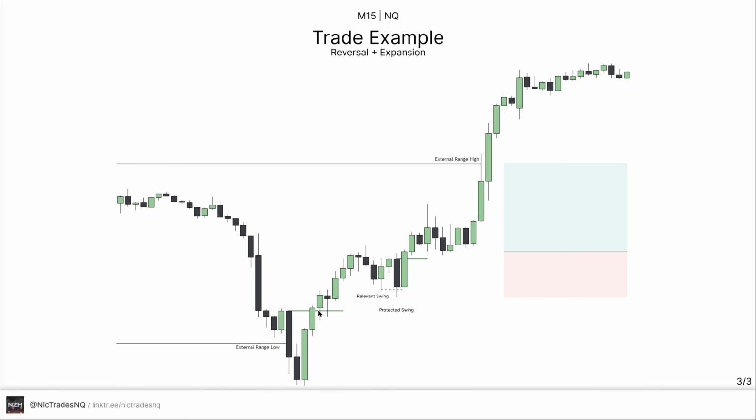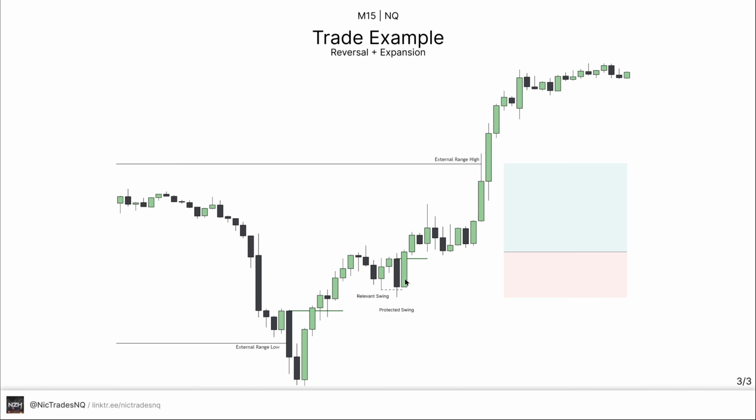We get that confirmation. We could enter just on the close of this candle with the stop at the lows and the target up here. But even the risk to reward wouldn't be that good, and it's a bit aggressive considering that we already moved quite a lot on the day. So it's not completely ideal. But seeing this continuation signature is a bit more convincing, especially because we sweep some sort of relevant swing first. And then we get the close back through. So this should act as a protected swing.